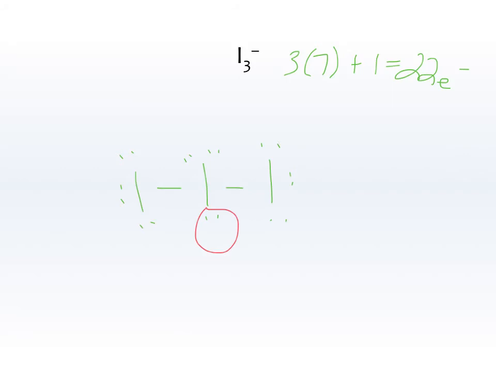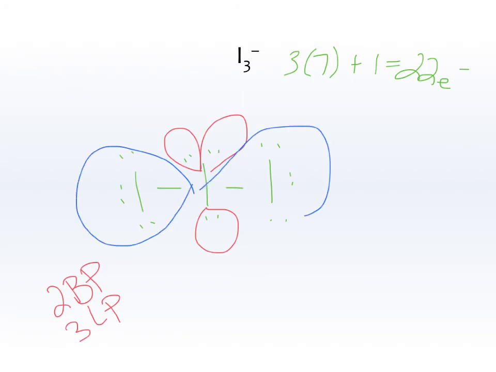Next, I3 minus. Okay, so this is 3 times 7 plus 1 more. The minus sign means we're gaining an electron. So this is going to end up being 22 electrons total. I, 2, 4, 6, 8, 10, 12, 14, 16, 18, 20, 22. That is 3 lone pairs on the iodine. So 2 bonding pairs, 3 lone pairs, 5 total areas of electron density around the center, 2 of them bonding pairs, 3 of them lone pairs.